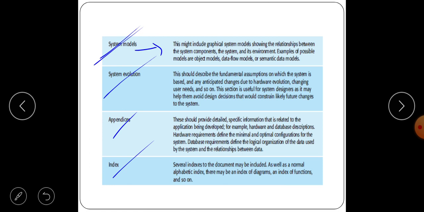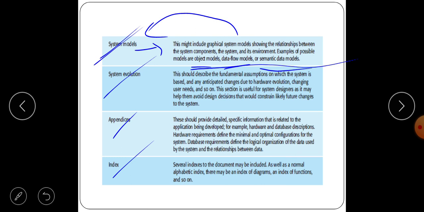Examples of possible models are the object model, data flow model, and semantic data model. This object model, data flow model, and semantic data model will be explained in further classes. In the next chapter, in the next module, we are going to discuss these models. Okay. There we will come to know what an object model is, what a data flow model is, and what a semantic data model is. It means the model explanation will be present in the system models chapter of our document.